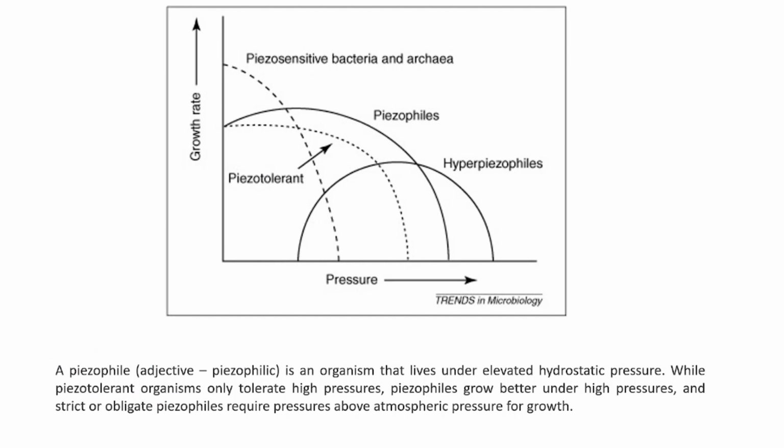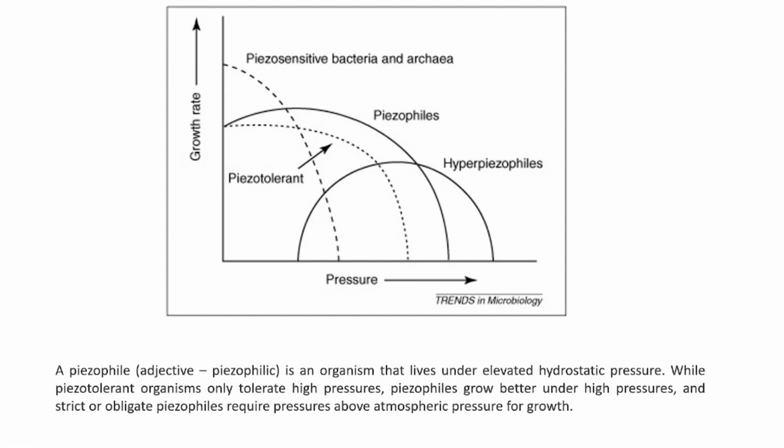So I found this graph from a paper that shows that a piezophile is an organism that lives under elevated hydrostatic pressure, while piezo-tolerant organisms only tolerate high pressure. They can tolerate and live under high pressures, but piezophiles are organisms that grow better in high pressure. And strict and obligate piezophiles require pressures above atmospheric pressure for growth.